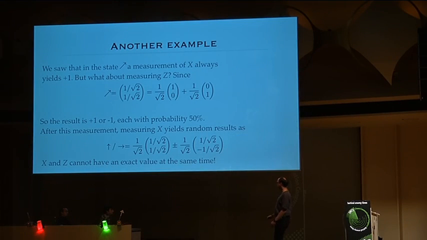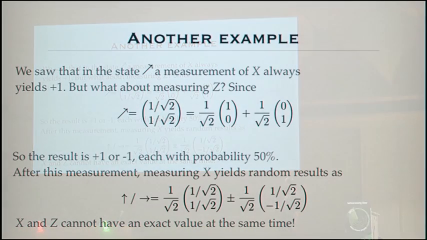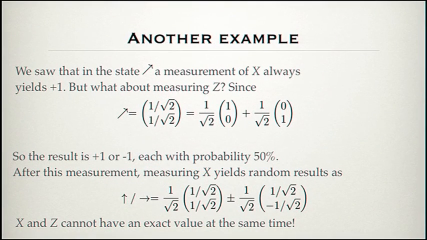And after this measurement, I'm either in the state up or in the state right. Okay, because again, I write them in this way in terms of the eigenvectors. And if, after doing this z measurement, I then measure x again, I'm either in the state this plus this or in the state this plus this. And then also, if I measure z, then also the x measurement will be random again, right?